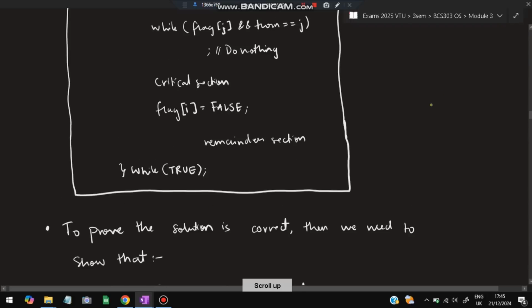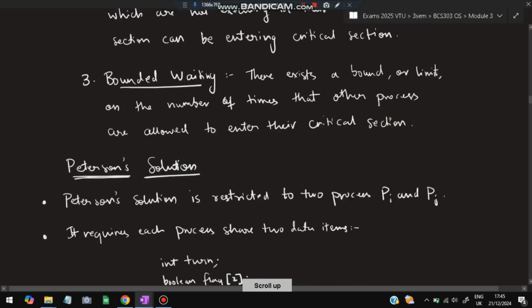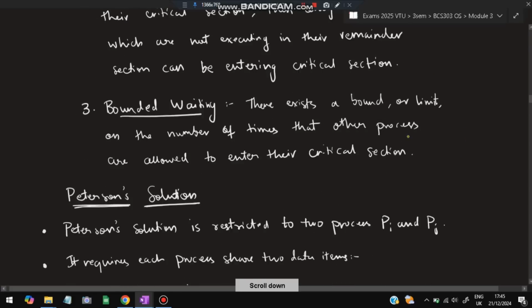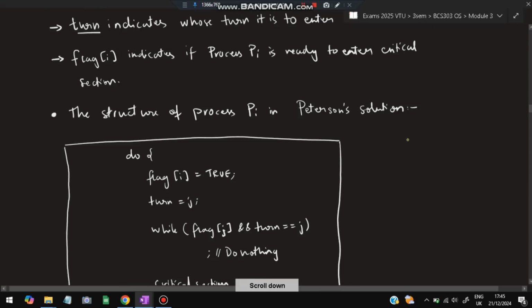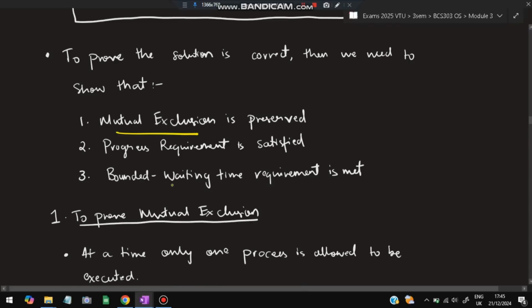As we had discussed, there are three requirements. If these three requirements are satisfied, then only that solution is valid. Now let's see if Peterson's solution satisfies those three requirements or not. First is mutual exclusion, second is the progress requirement, third is the bounded waiting time requirement.